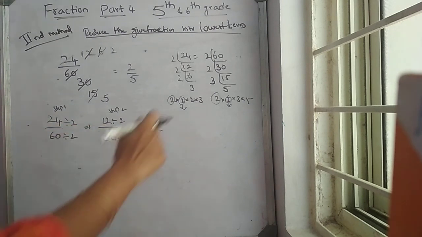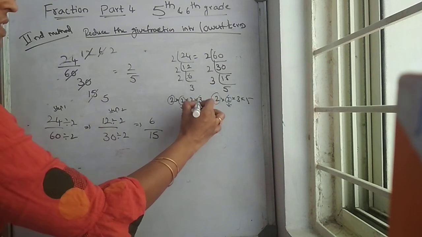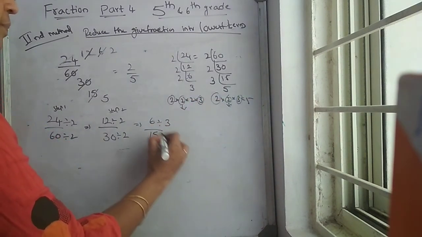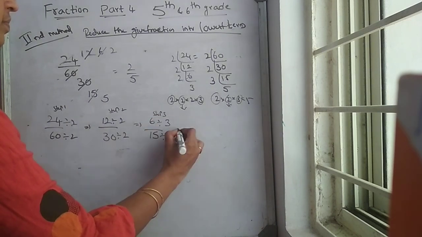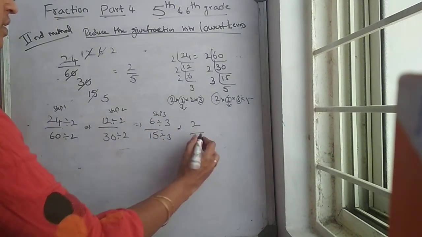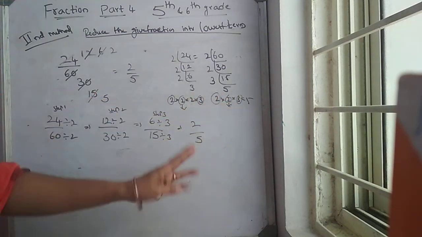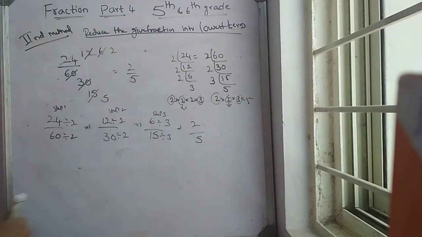Now in step 3, is there any common factor in 6 and 15? This is the third common factor, so divide by 3. Step 3: 3 2s are 6, 3 5s are 15. Is there anything else? No common factors here, right? So this is the lowest term. Okay, I have explained 2 methods. Which one is easy for you? You can follow that method. This is how to reduce the given fraction.